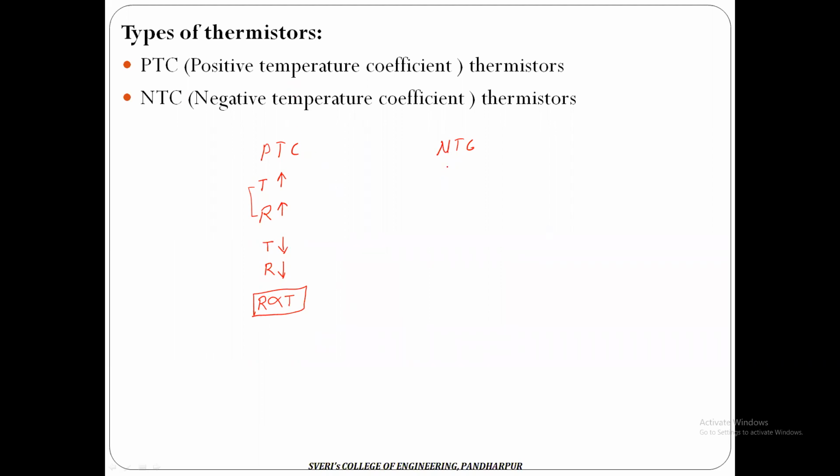And exactly in reverse, if temperature increases, its resistance decreases, or if temperature decreases, its resistance increases. It means that if the resistance is inversely proportional to the temperature, then such a type of thermistor is called a negative temperature coefficient thermistor.